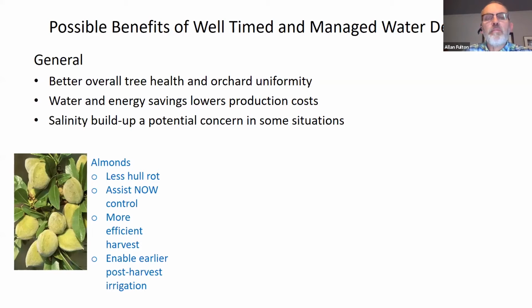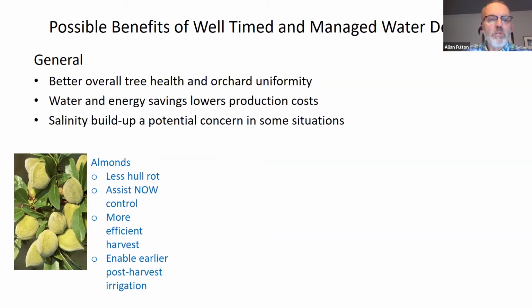Some crop-specific benefits of well-timed or managed deficits include, for almond, less hull rot going into the 4 weeks in front of harvest, more uniform hull split, which aids in the management of navel orangeworm, and ultimately more uniform development of the kernel, drying down of the kernel, and leading to a more timely and efficient harvest. We definitely can prevent some delays in harvest with deficit irrigation by enhancing the maturity of the crop.